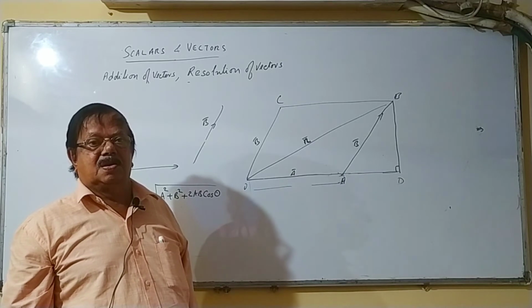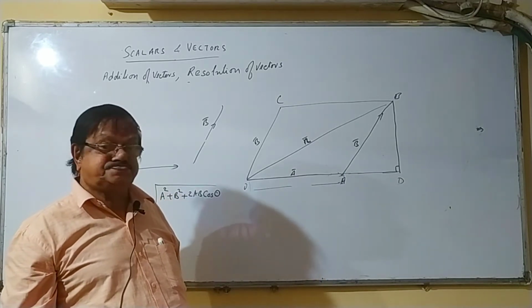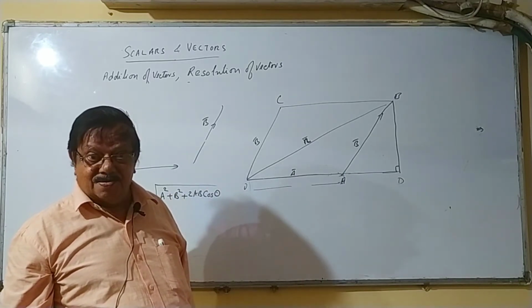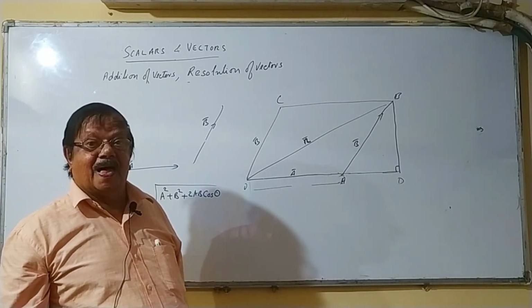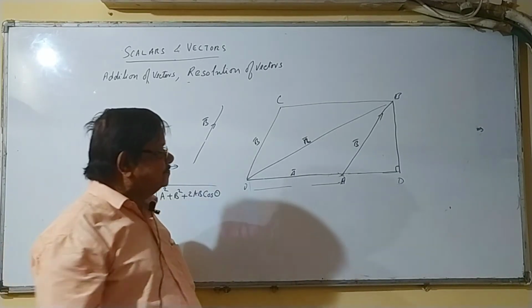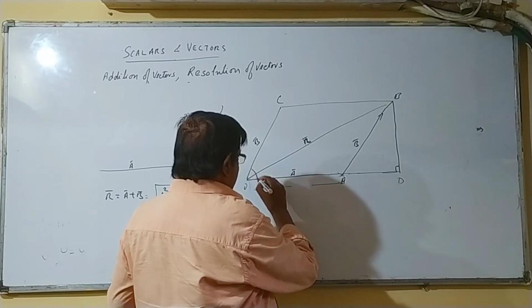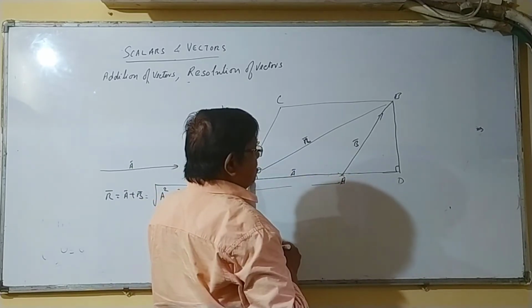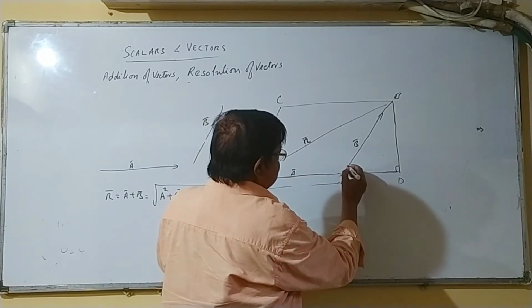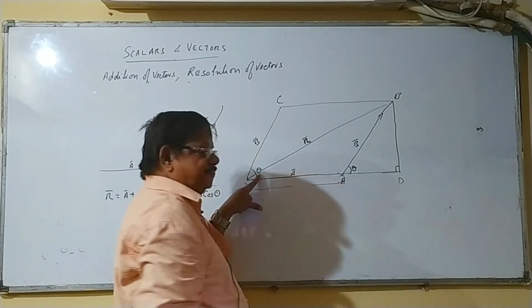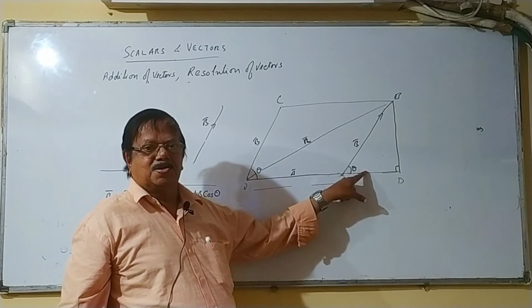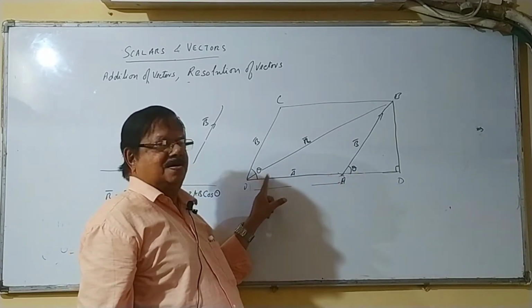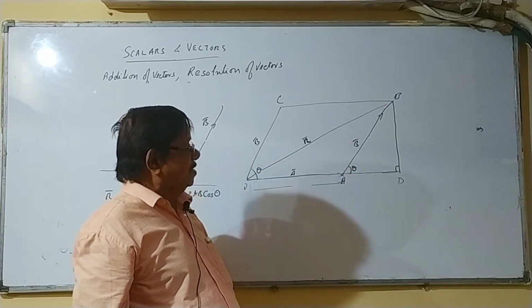How much is AD? Can you tell me? You have no idea. Now I help you. If this is the angle between the vectors, theta, as I told you, then this angle is also theta. They are corresponding angles in geometry. If this is theta, this is also theta.